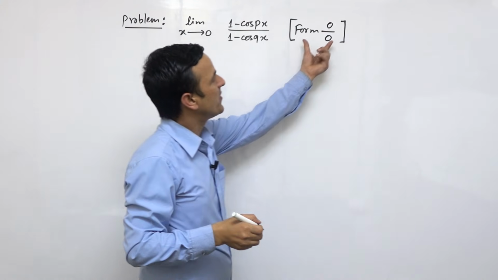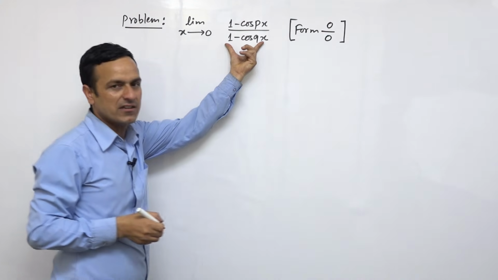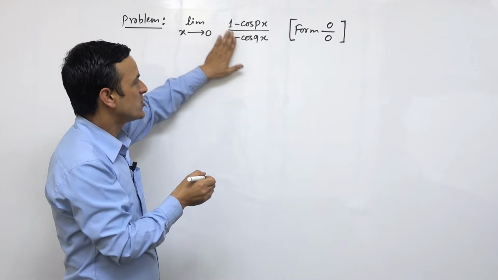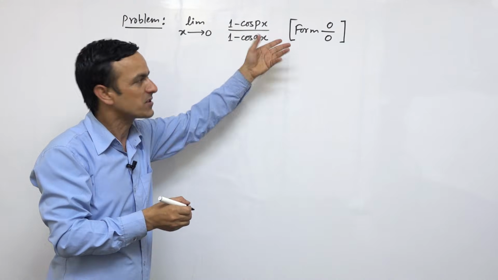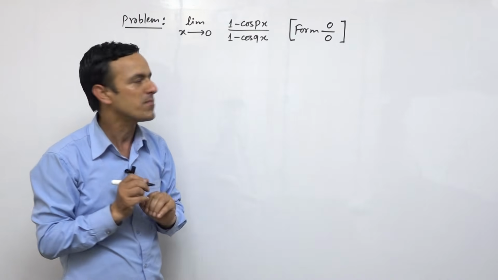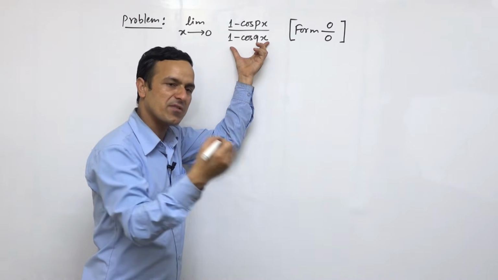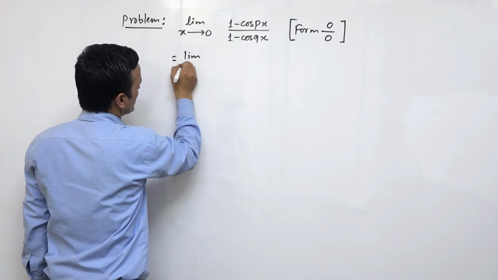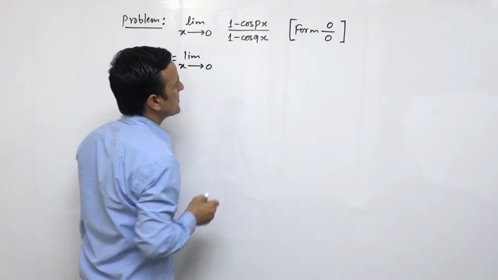For this form, we can simplify or use some trigonometric relations over here. For this question too, since it is a limit of a trigonometric term, we use trigonometric formulas and relations. So what is the formula for this? Find out.